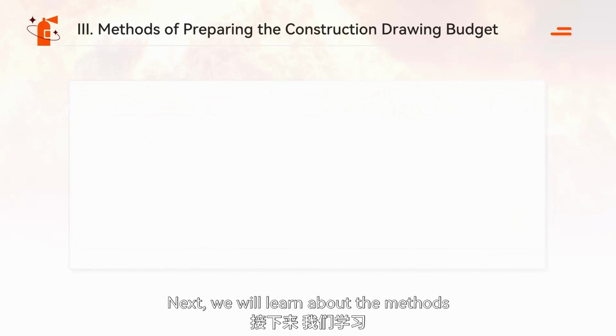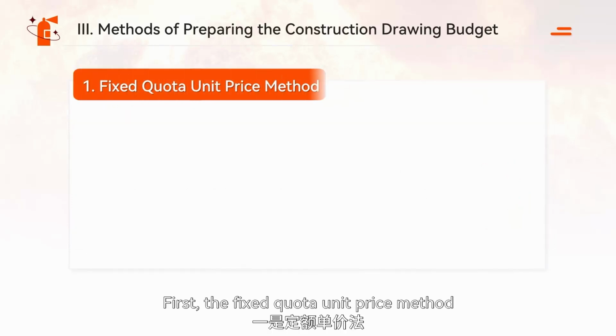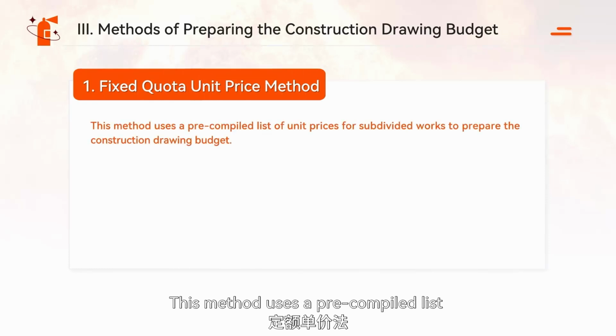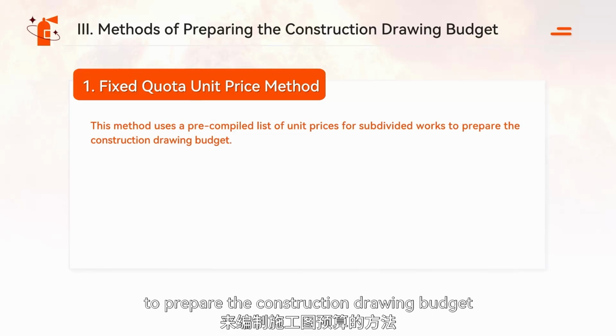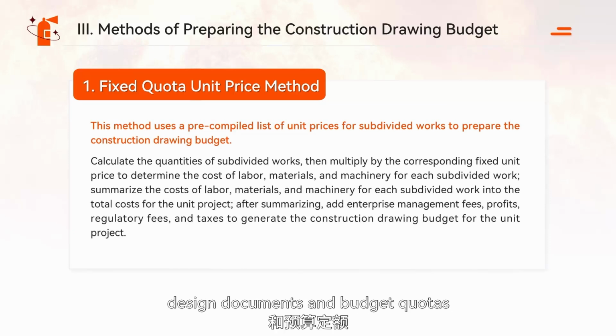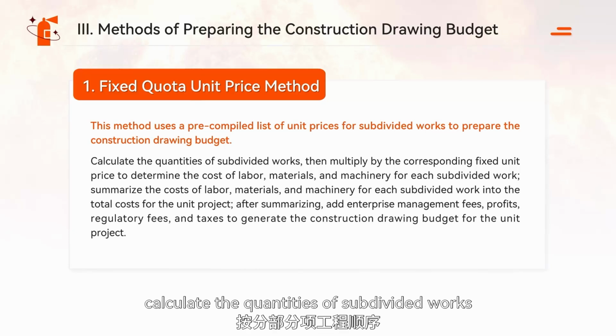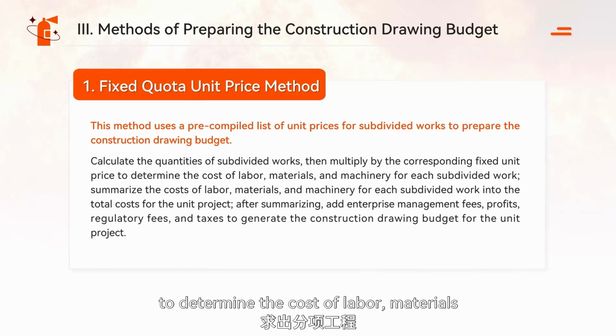Next, we will learn about the methods for preparing the construction drawing budget. First, the fixed quota unit price method. This method uses a pre-compiled list of unit prices for subdivided works to prepare the construction drawing budget. According to the construction drawing design documents and budget quotas, calculate the quantities of subdivided works in sequence, then multiply by the corresponding fixed unit price to determine the cost of labor, materials, and machinery for each subdivided work.